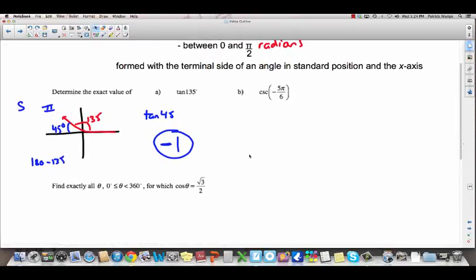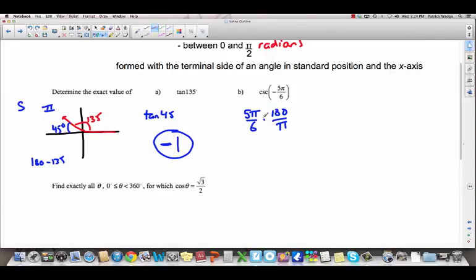Okay, this one's quite a bit harder. Cosecant of negative 5 pi over 6. Now, I have trouble figuring out the angles when they're in radians, so I usually switch them to degrees. I imagine lots of math teachers would look down upon me for that, but that's what I do. So 5 pi over 6, I'm going to switch it to degrees, so I'm going to multiply it by 180 over pi.